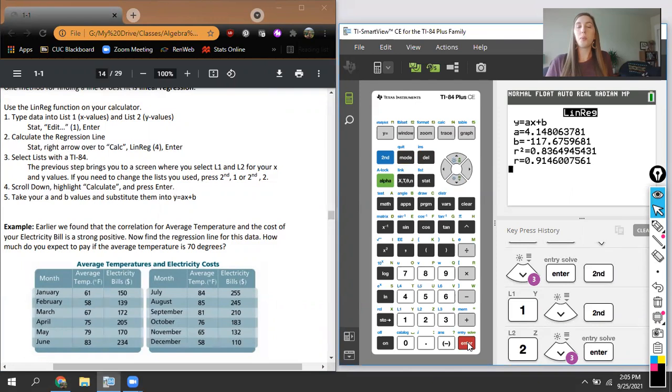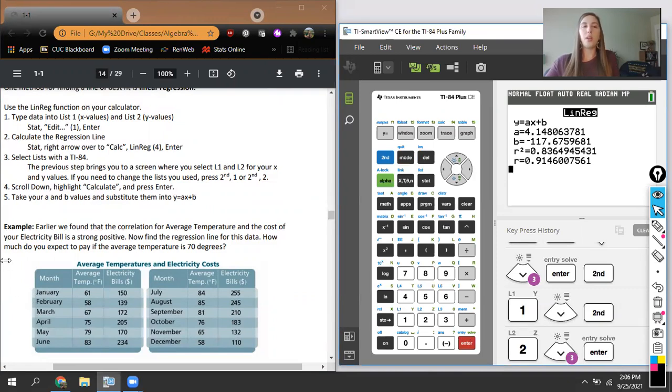Now, your screen probably looks a little bit different than mine because I have the A and B values and the R squared and R. You probably just have A and B, and that's totally fine. You just don't have the setting yet to show you the R values. We will do that in class. And if you missed it in class, just make sure you talk to me and I will get you set up with your R and R squared values.